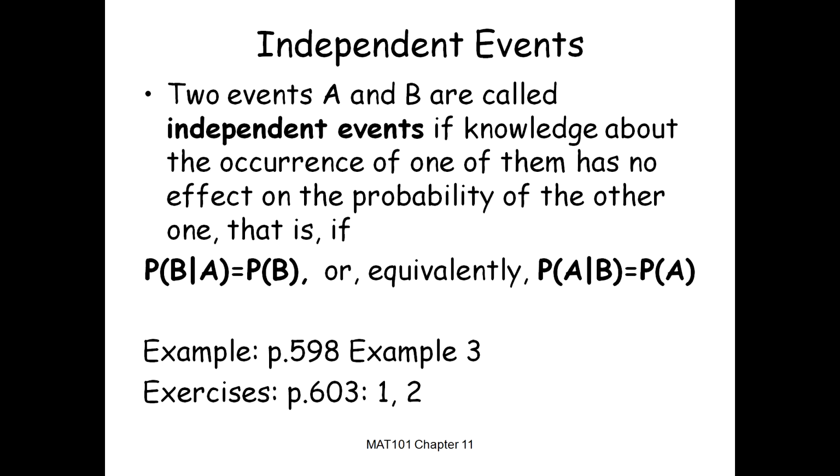So in the exercise section of section 11.3, page 603, the first 2 problems for each experiment determine whether the 2 given events are independent. 1, tossing coins. A fair coin is tossed twice. The events are head on the first and head on the second. Are these independent or dependent?